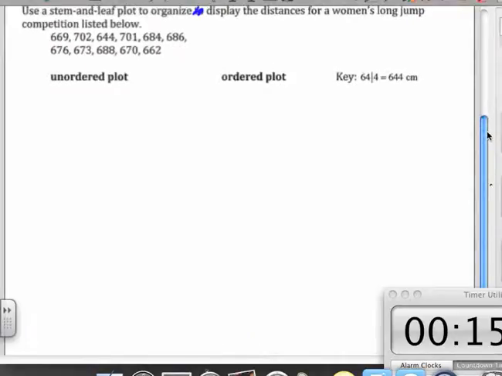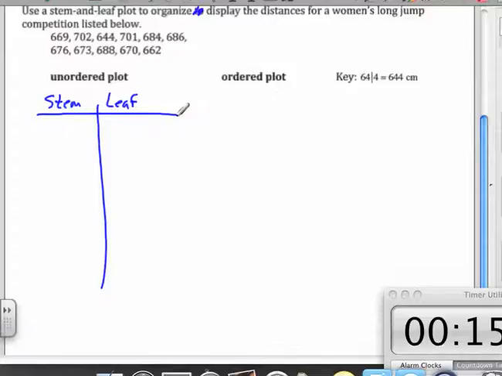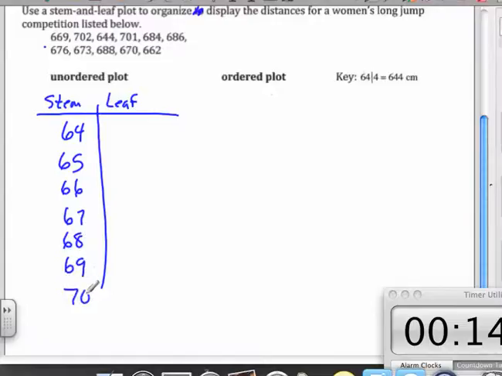In an unordered plot, remember, the stem is on this side and the leaf is on this side. And it helps us organize the numbers that we have. Now remember, on the right side is just the last digit. So let's see. The ones on the left, what digits should we start? What's the smallest number that we've got? Alex, do you see what the smallest number we've got up there? 644. Anything lower than 644? No, I don't see anything. So I'm going to put 64 here. And then what's the highest thing that we have? Is it 702? So I'm going to go 64, 65, 66, 67, 68, 69, 70.